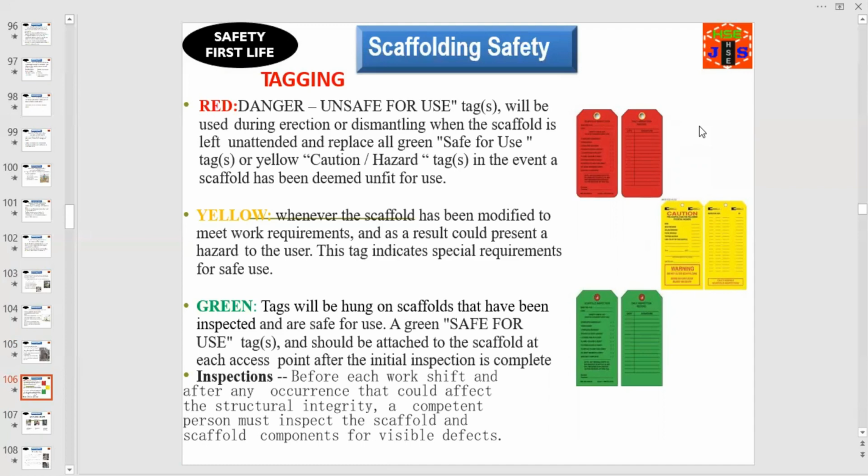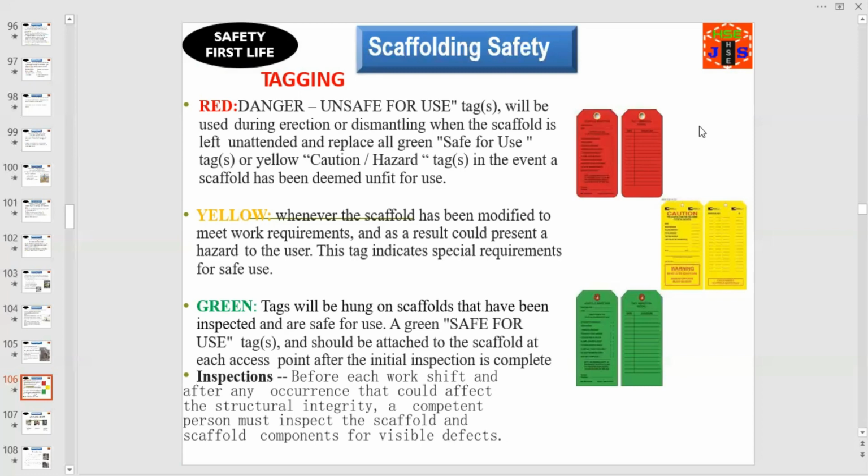Where a red tag is pasted on a scaffolding structure, you will not make any access to that particular scaffolding structure. Red tags will be used during erection or dismantling when the scaffolding is left unattended, and replace all green safe for use tags or yellow caution hazard tags in the event a scaffold has been deemed unfit for use.